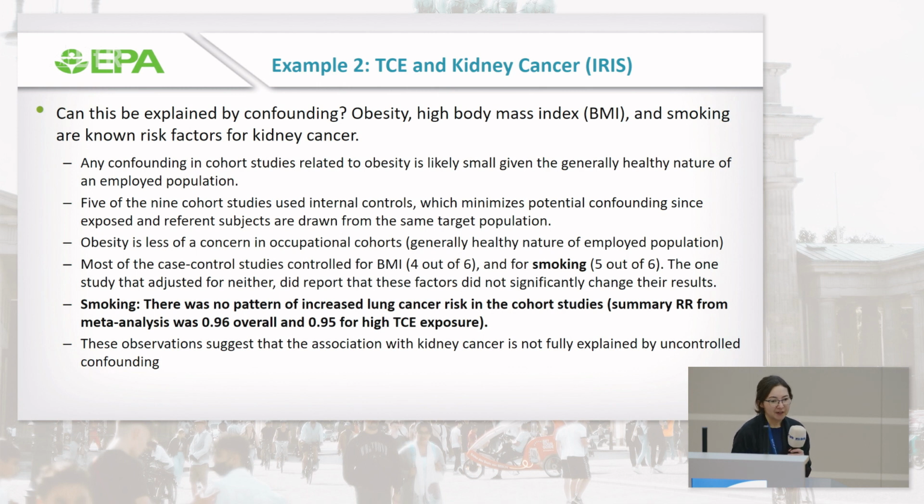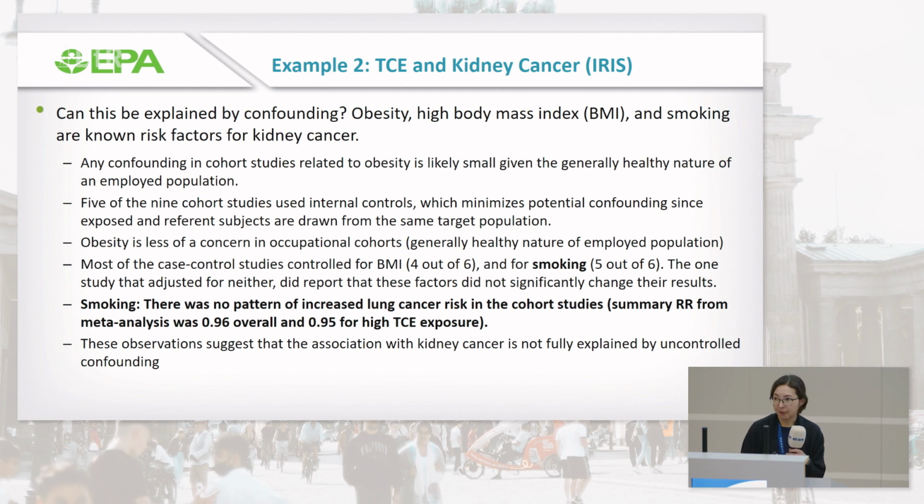And just some of the discussion points that I drew out here are that we had both cohort studies and case control studies in this grouping that were looking at TCE and kidney cancer. And for the cohort studies, just over half of them used internal controls. So it might be, for example, something like exposed workers in a factory and workers from the administrative department of that same factory. So the use of internal controls is generally thought to minimize potential confounding because the exposed and referent are from a similar target population.